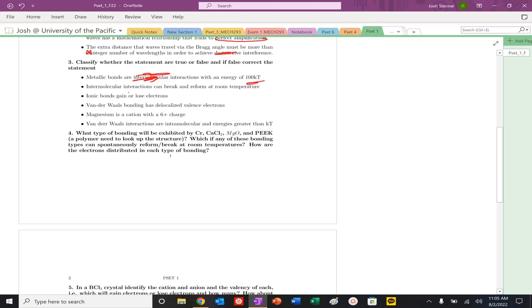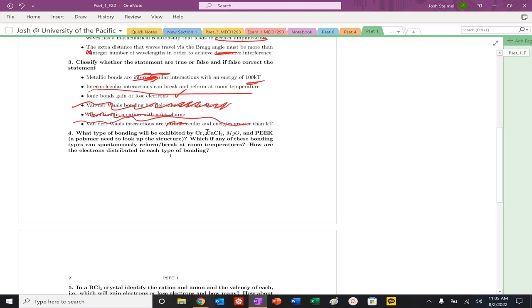Intramolecular interactions can break and reform. Yes, that is true. We just said that. Ionic bonds gain or lose electrons. Yes. Van der Waals bonding has delocalized valence electrons. No, that's metallic bonding. Magnesium is a cation with a 6+ charge. No, magnesium is 2+. Van der Waals interactions are intramolecular interactions greater than kT. No, they are inter, and they are less than kT.